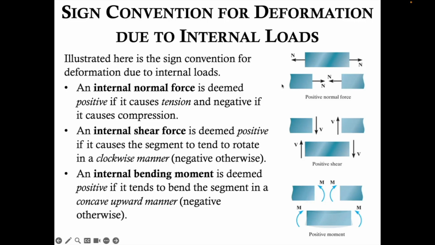An internal normal force N is deemed positive if it causes tension and negative if it causes compression of the member. An internal shear force, shown here, is deemed positive if it causes the segment to tend to rotate in a clockwise manner and negative otherwise. An internal bending moment M is deemed positive if it tends to bend the segment in a concave upward manner and negative otherwise.